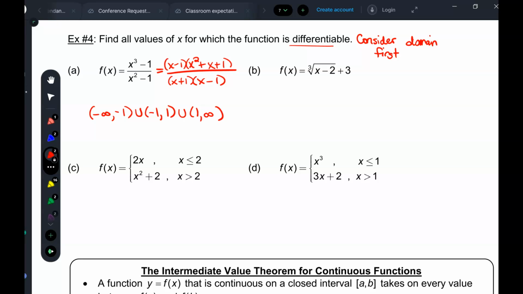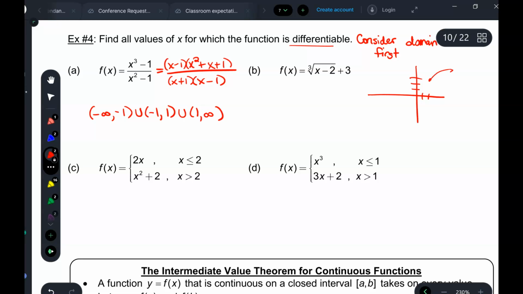Okay, B, this has all reals for the domain. So there's no discontinuity. So now I go next. What are my other problems? A corner. Does this have a corner? Doesn't have a corner. Remember what this would look like? This would be like over 2, up 1, 2, 3.